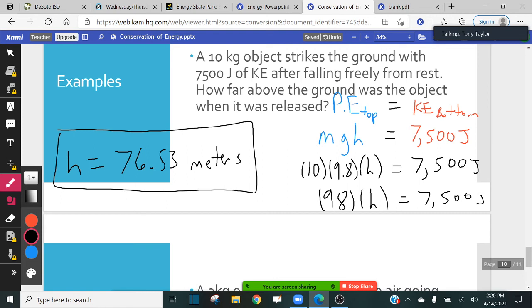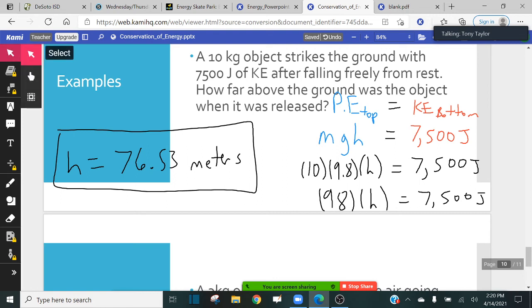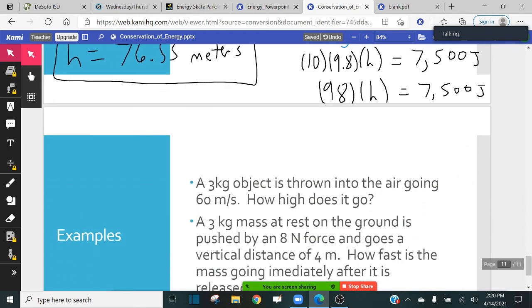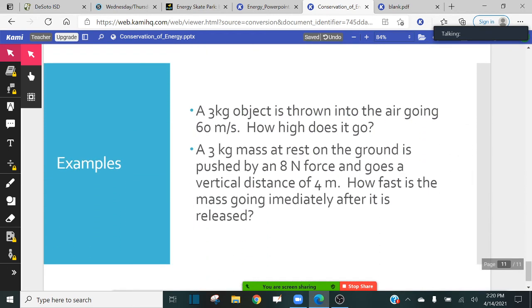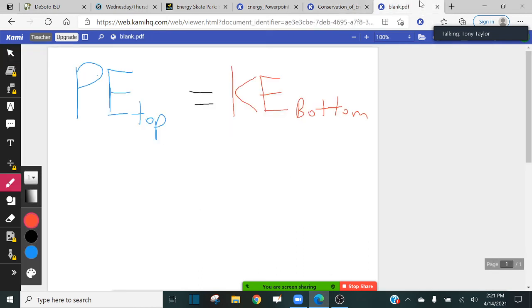Okay, guys, we got two more, and then we're going to call it a day. Look at this one right here. This says a 3-kilogram object is thrown into the air going 60 meters per second. How high does it go? If I take an object and throw it upward, it starts off with some initial kinetic energy, goes up, gains potential energy, and reaches some height. I'm going to work this problem out on another sheet of paper because I don't have enough room on this PowerPoint to work out two problems.